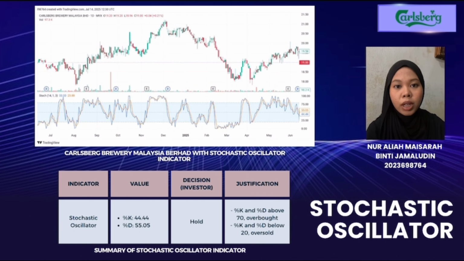The chart shows Carlsberg's daily price movement with the stochastic oscillator over the past year. As of 30 June 2025, K% is 44.44 and D% is 55.05, both in the neutral zone with no strong momentum or crossover. Decision for existing investors: hold, as there is no clear signal or crossover. For potential investors, wait as the indicator shows no strong entry point.